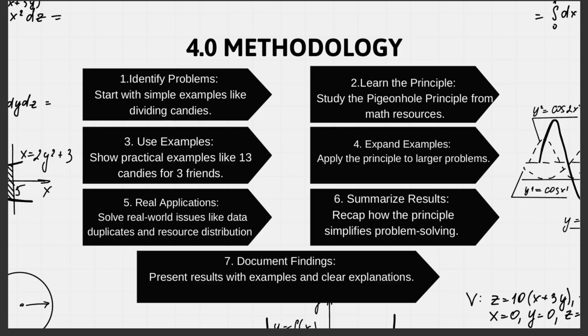Next, methodology. Number 1, researching existing work on the principle. Number 2, designing examples such as the candy distribution. Number 3, conducting a survey with 10 respondents. Number 4, analyzing the responses to understand the effectiveness of our approach.